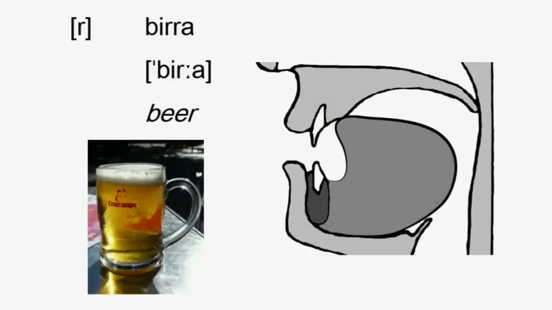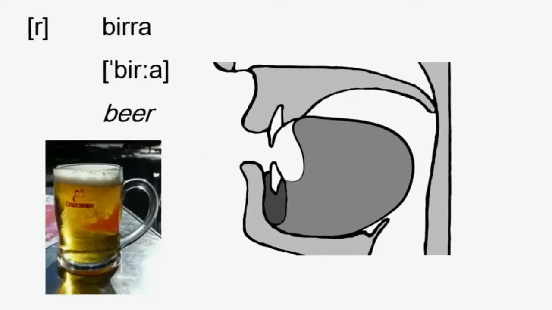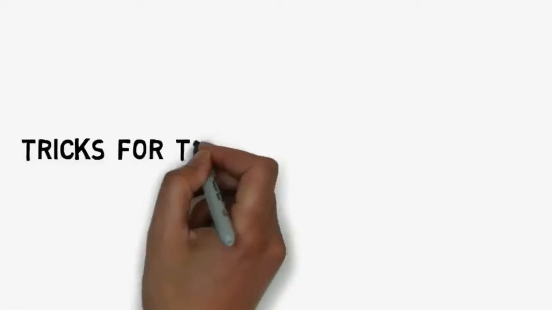For this consonant, your tongue will go right up against your alveolar ridge. It will soften a bit to allow air to come through, and as that air comes through, it will vibrate your tongue up and down against that ridge. R, birra. There are a lot of tricks to producing this consonant, which you can find all over YouTube.